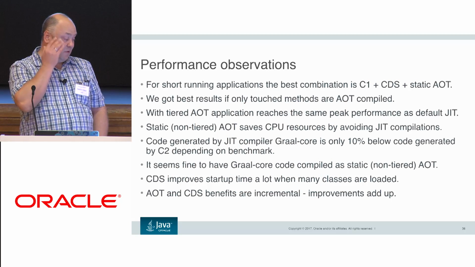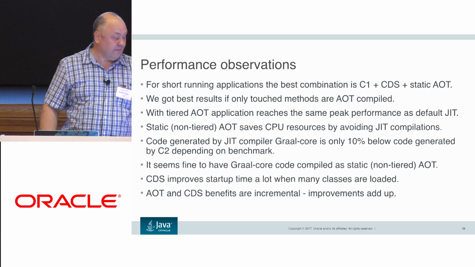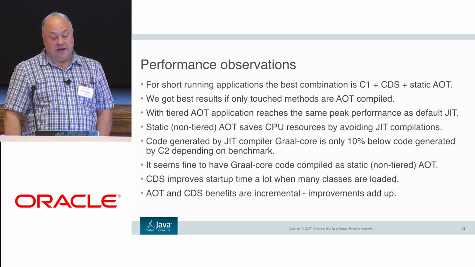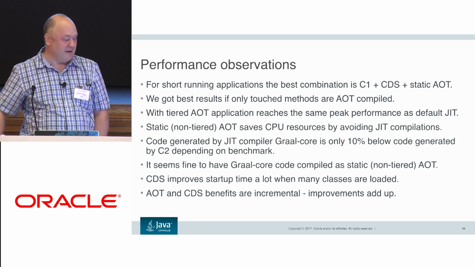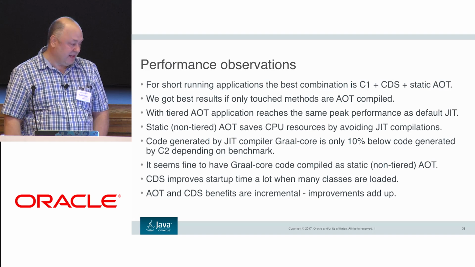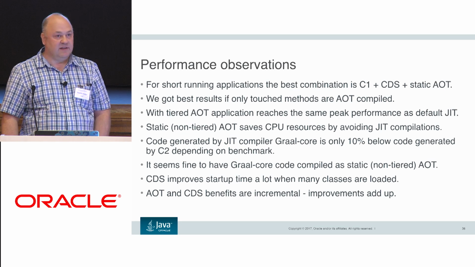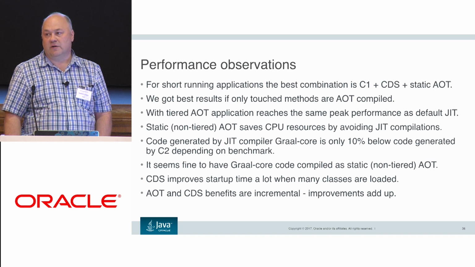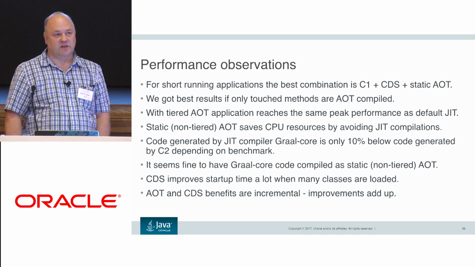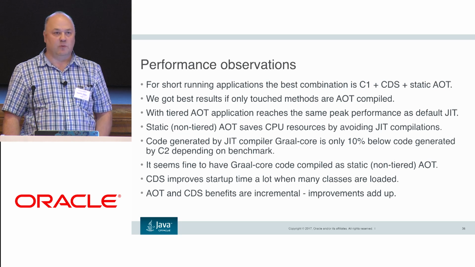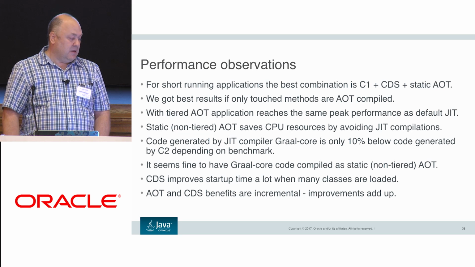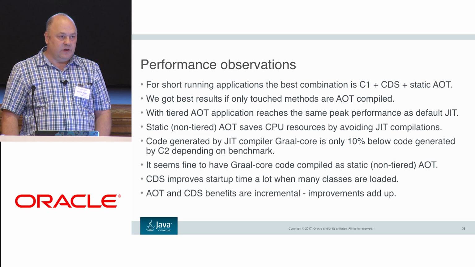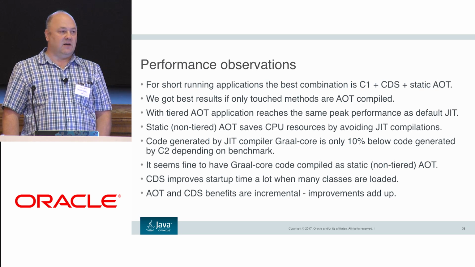General observations about performance data. Short-run applications give better results with C1 plus CDS and static AOT. We got the best AOT results when you compile only touched methods, because the AOT library is reasonably small and all executed methods usually cover it. With tiered AOT, we reach the same peak performance as we currently have.